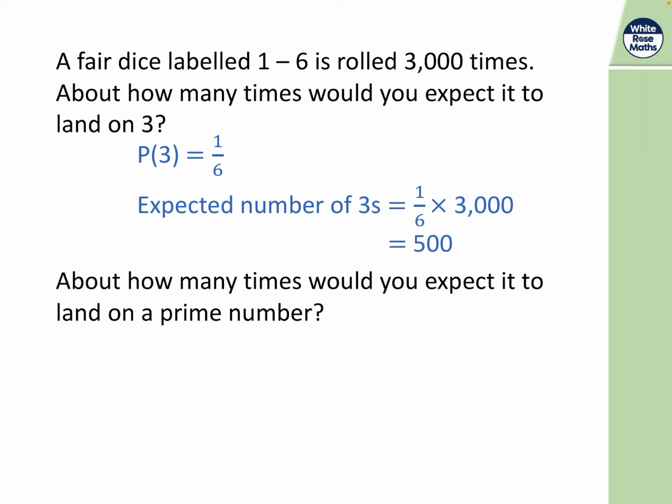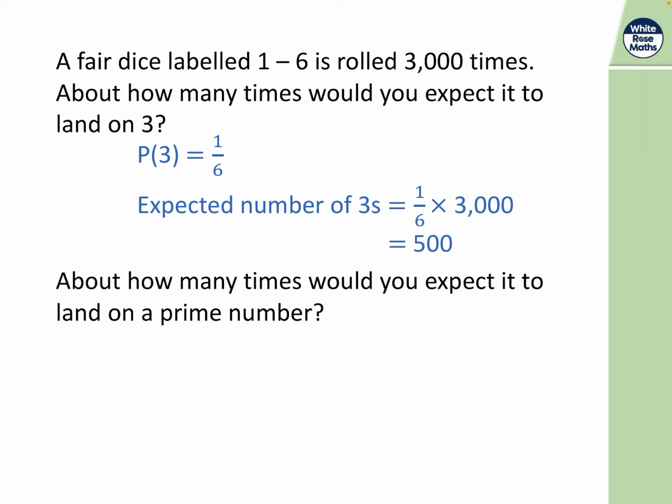That doesn't mean that it will land on a 3 exactly 500 times. The whole idea of a probability is that it is something that is likely to happen. That's what we expect to happen, but in real life, what we expect to happen doesn't always happen. So we would expect to land it around 500. It's less likely that it actually lands on it 500 times exactly. It's probably going to be somewhere close to that. But that's how we work it out. We take the probability and we multiply it by the number of times you are conducting the experiment.